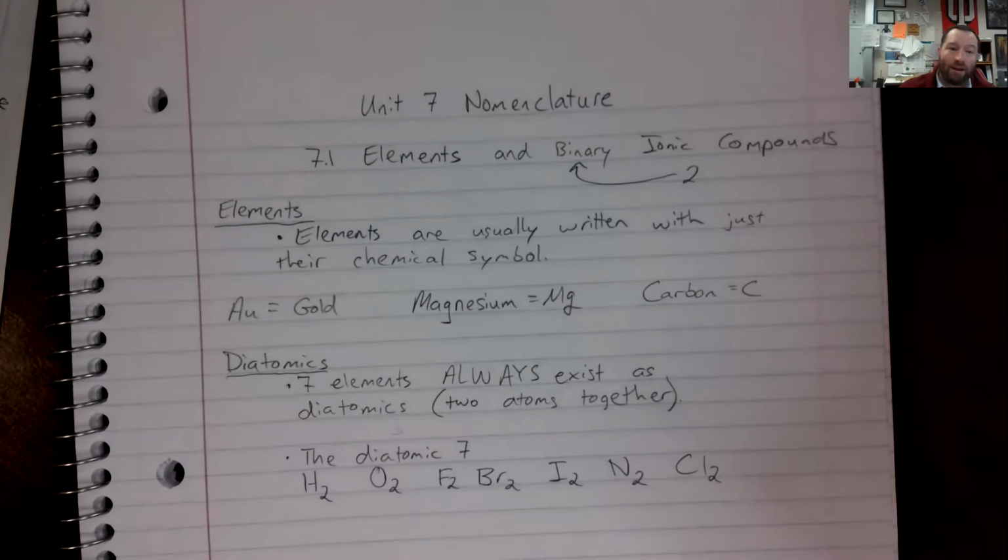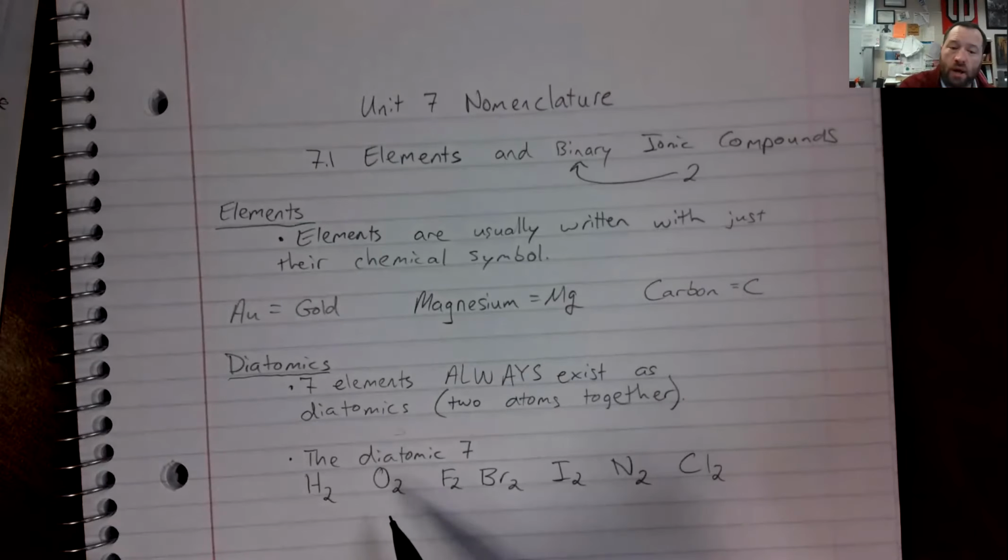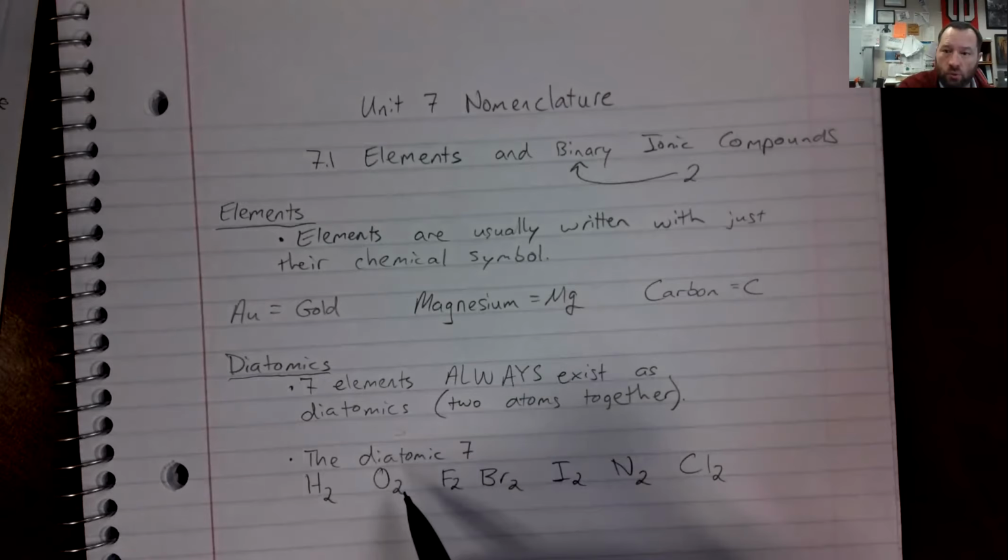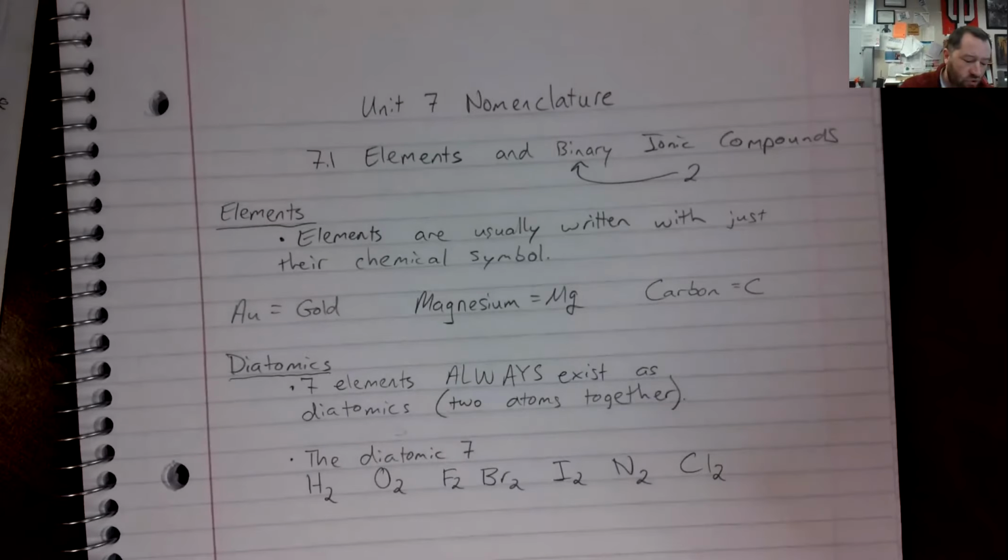When we start writing balanced chemical equations, if oxygen is given off as a product, you have to make sure that you write properly O2. Otherwise, you're never going to be able to balance that. You don't know how many atoms of oxygen you have. So very important that you do know and continue to know these diatomic 7s.